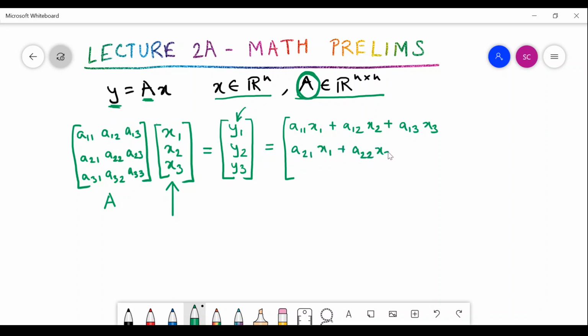Similarly, this. So a matrix multiplication of a vector is nothing but a scaling and adding operation on the individual coordinates of a particular vector. When we apply a matrix to a vector, it is doing nothing but scaling the individual coordinates and adding them up. That's all.